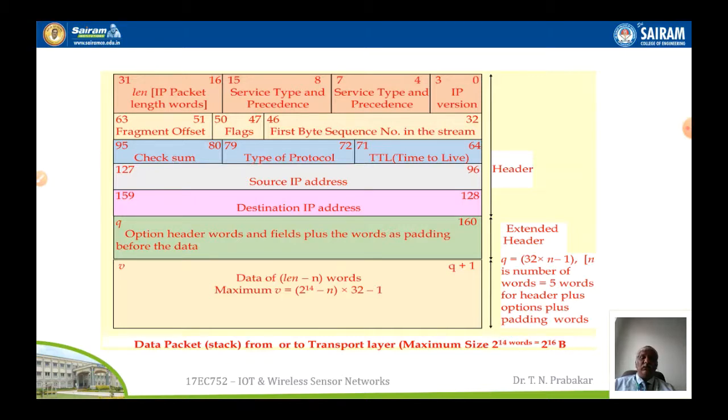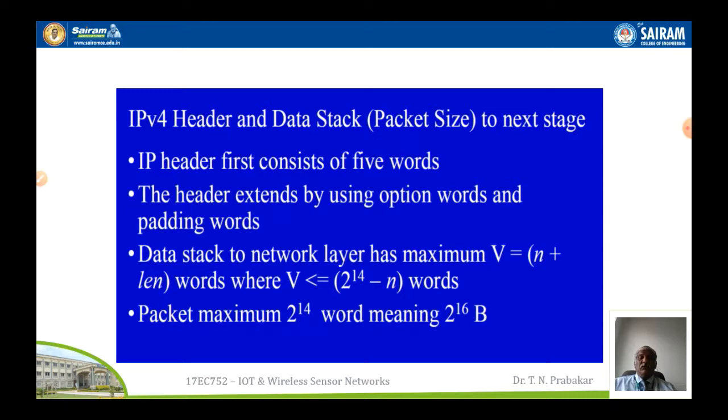So this is the header structure. The header structure of IP will have 5 words, right? From 0 to 31 is 1 word, then 32 to 63, 64 to 95, 96 to 127, 128 to 159. So these 5 words should be available in the IP header. And the next thing, 160 onwards, will be optional, right?